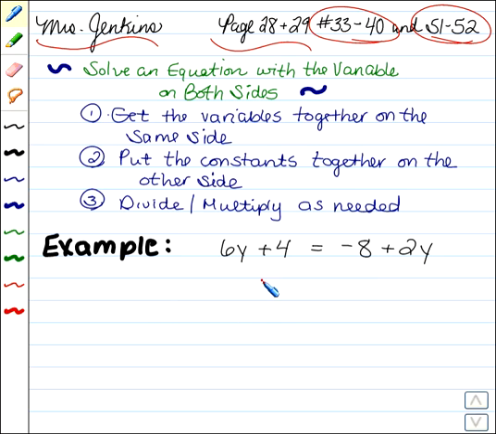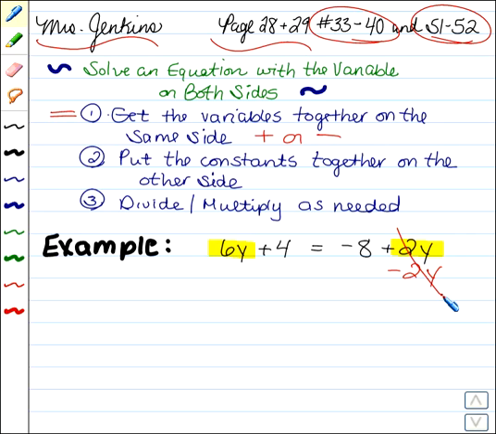When you have a problem like this one, the first thing you want to do is get your variables together on the same side of the equation. You're going to do this by adding or subtracting the whole term. For example, in this problem, we have 6y on the left side and 2y on the right side. We want to get those together on the left side. So let's subtract that whole term, 2y.